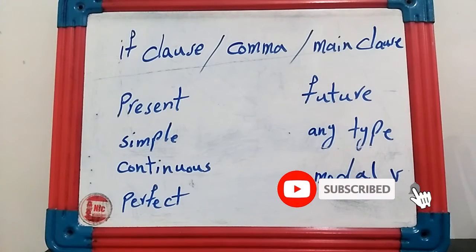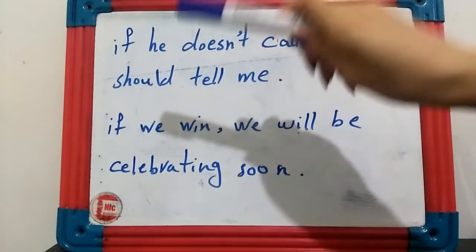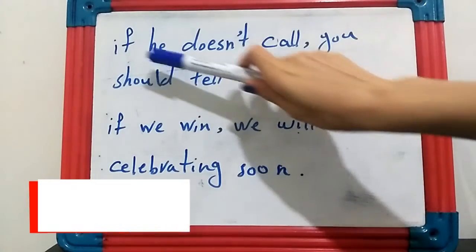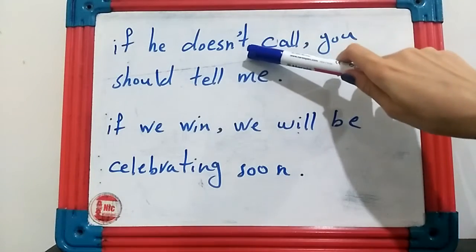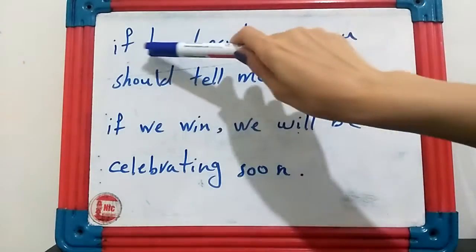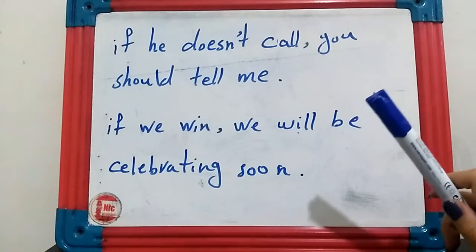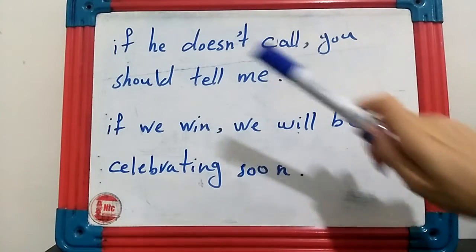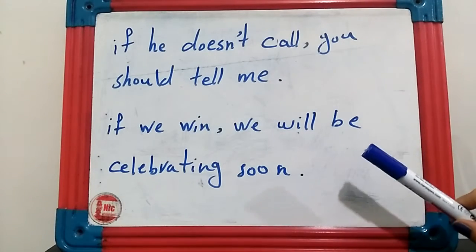Now, let's have another example together. Okay, the first example is if he doesn't call, you should tell me. If clause, عبارت ifمون. It should be present. Doesn't is simple present. You should tell me. Main clause. After if clause, we should write comma. Should is modal verb, like the structure that I told you. If he doesn't call, you should tell me. اگر او بهت زنگ نزد حتما بهم بگو. یک جمله شرطی.